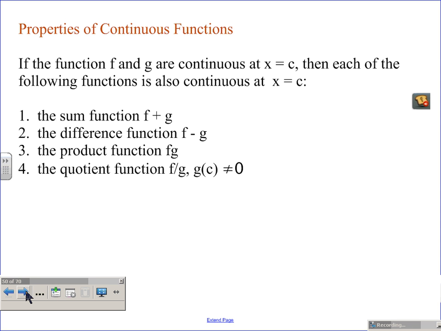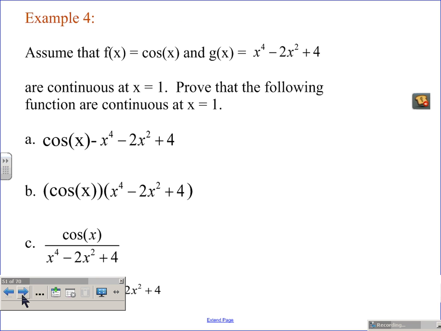The properties of continuous functions are if you have two functions f and g and both f and g are continuous at point c, then the sum of those functions f plus g is going to be continuous. The difference of those functions f minus g is going to be continuous. The product is continuous and the quotient is continuous. All right, so we're going to look at an example of using this.